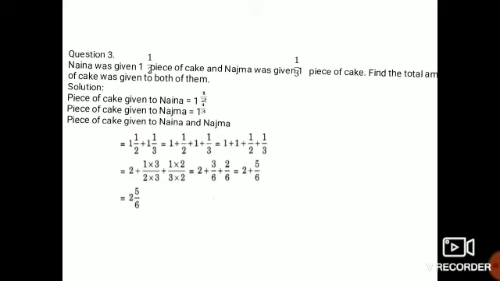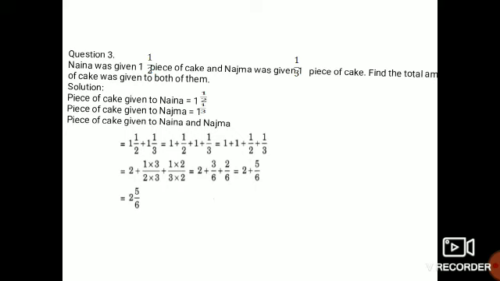In both the fractions, the denominators are different, so we'll make them like by finding the LCM. So the LCM will be 6 and we'll convert both the denominators equal to 6. In the first fraction it was 1 by 2, so we'll multiply both numerator and denominator by 3. So we'll get 3 by 6, and the second fraction is 1 by 3. We'll multiply both numerator and denominator by 2 and we'll get 2 by 6.